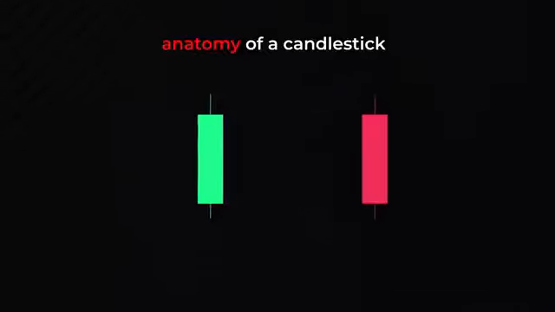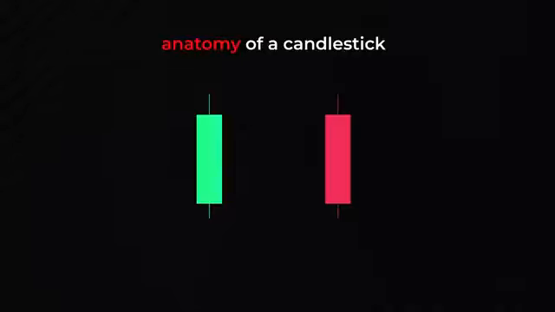For the candle's body, however, things are a bit different. On a green candle, the bottom of the body shows the opening price for that period, and the top shows the closing price. For a red candle, it's the opposite. The top shows the opening price, and the bottom shows the closing price.